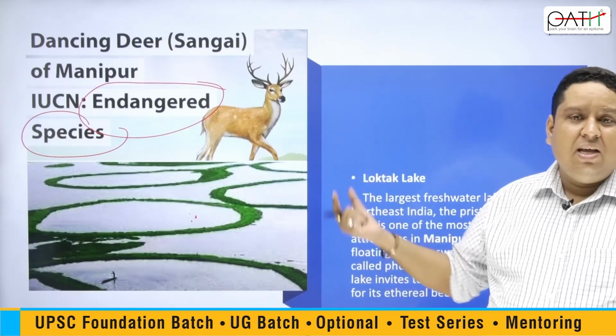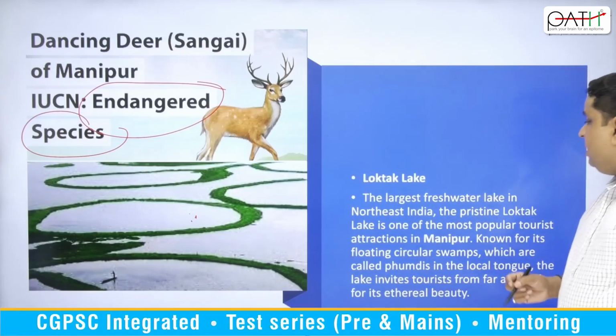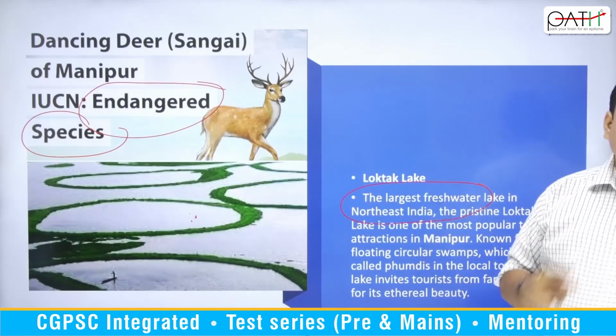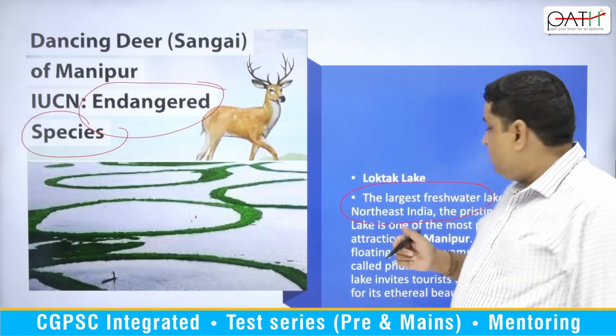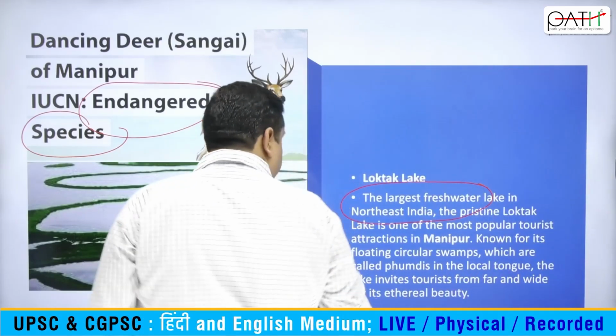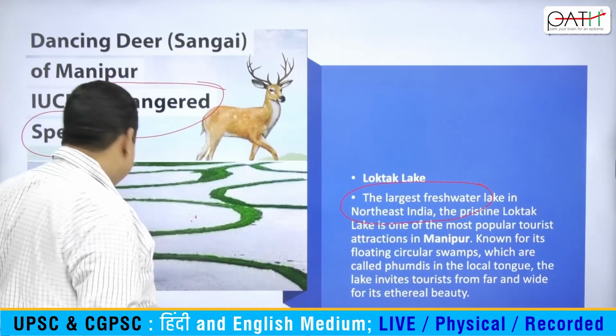Phumdi is the local name of these grasslands here. Then yes, it is the largest freshwater lake in northeast India. Which one? This Loktak Lake. So Loktak Lake is the largest freshwater lake in northeast India. Okay, and the rest of the things you can study here.